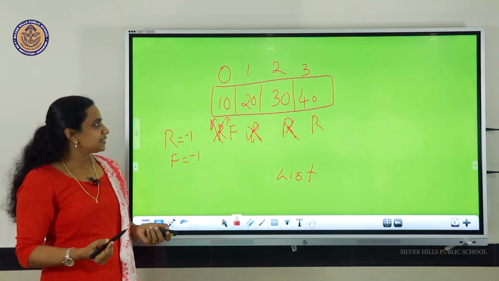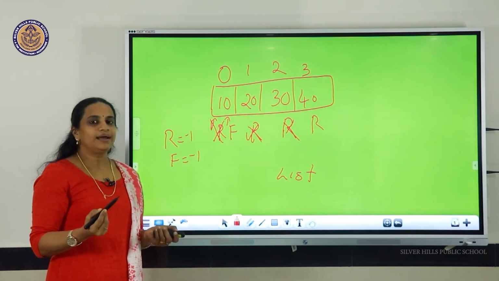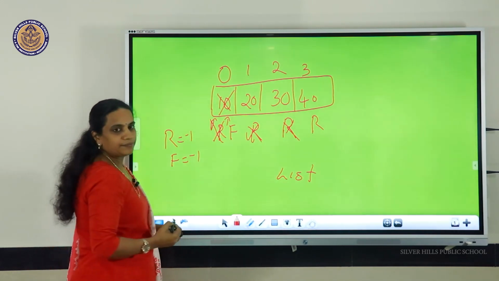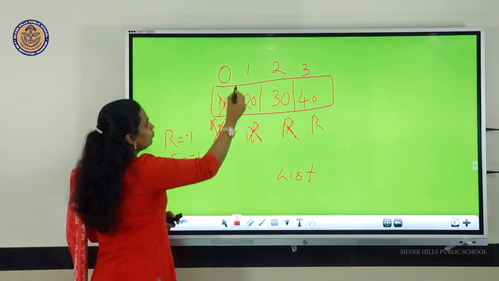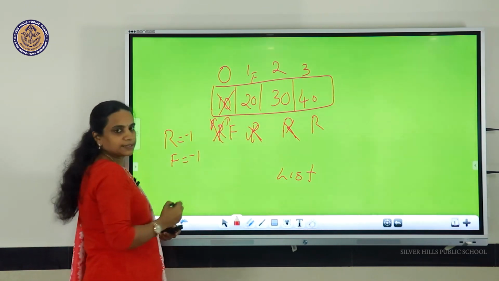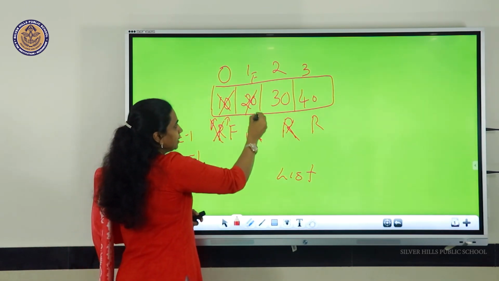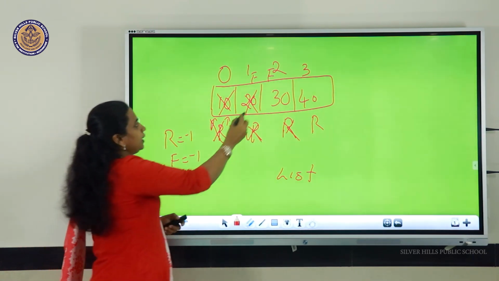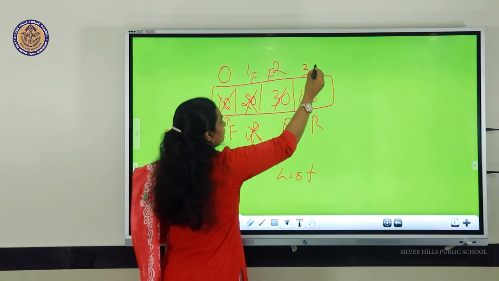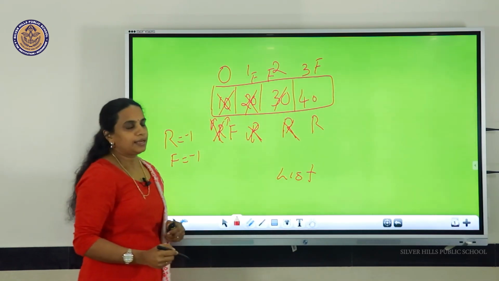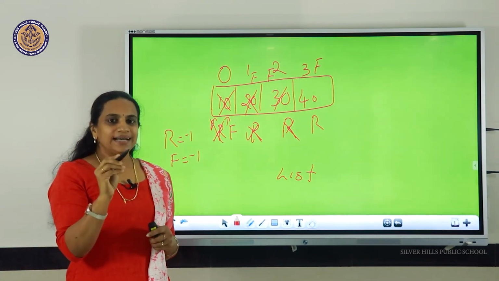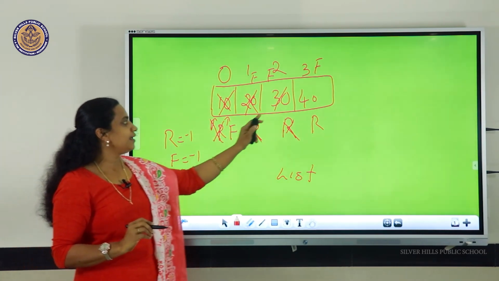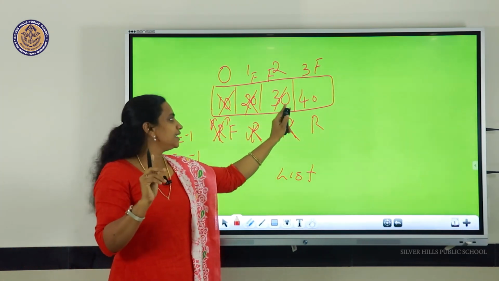Okay. Now let us see how the deletion or DQ operation works. Suppose I deleted this element 10, what is happening to the front? Now front will be pointing to this location. Suppose I deleted this element, now the front will move to index 2. Now I deleted this element, now the front will move to this position. That means when the front and rear are pointing at a particular location, the meaning is that there is only one element in the queue.